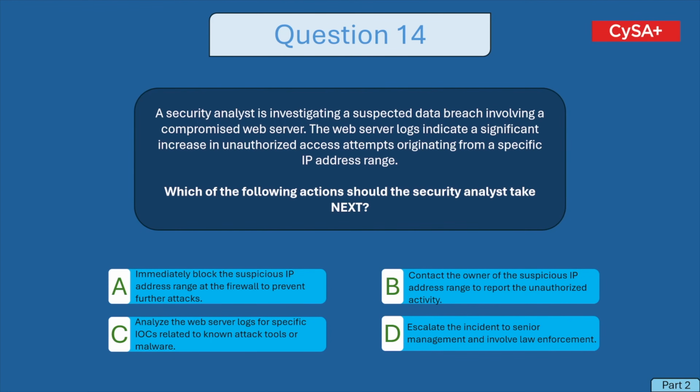Now this isn't a great answer, but out of all the options, it's the best answer. So let's go ahead and go through it. You wouldn't immediately block the IP. It could be a legitimate IP. And since it's a range, you don't want to accidentally block IPs that are legitimate. For B, you may not be able to contact the owner at all. And for D, you don't want to inform law enforcement yet. We're not to that step. So I'm going to go with C.